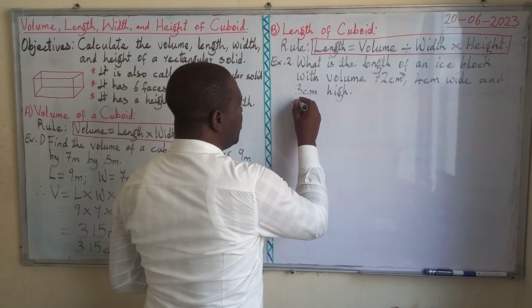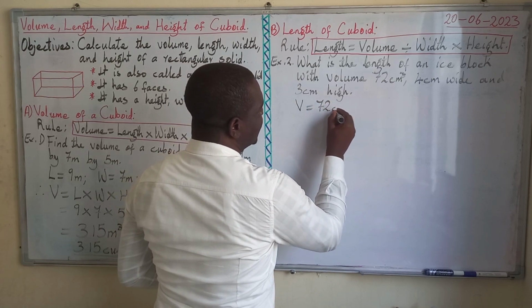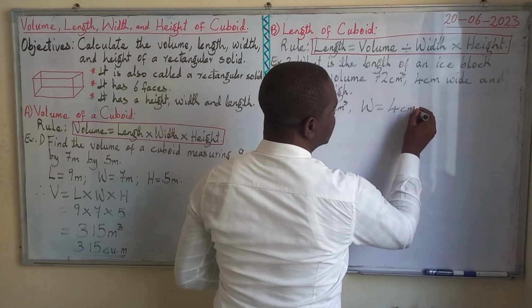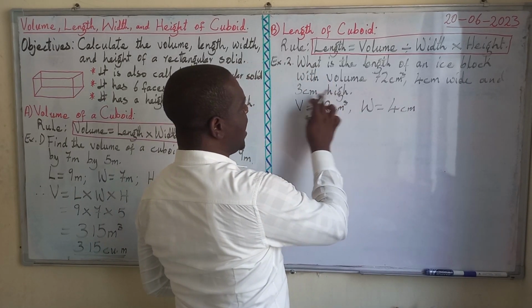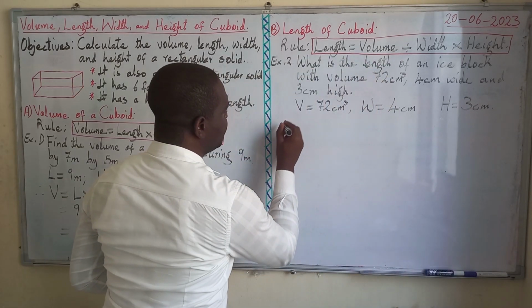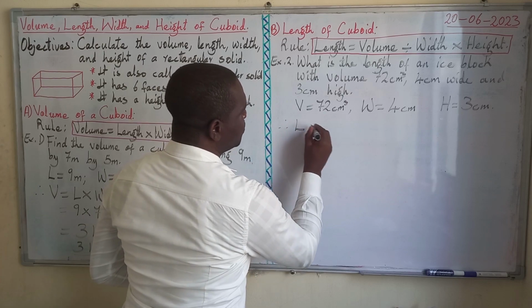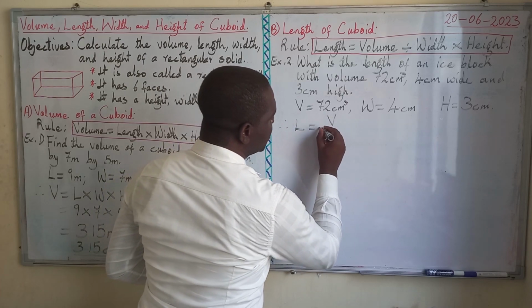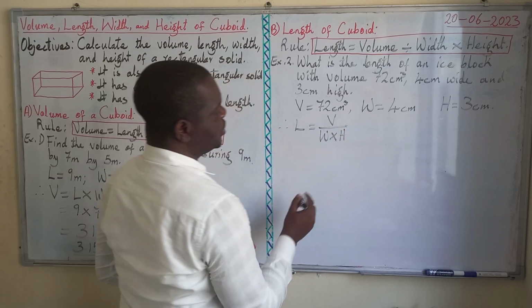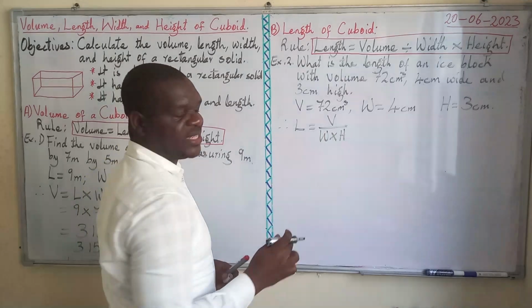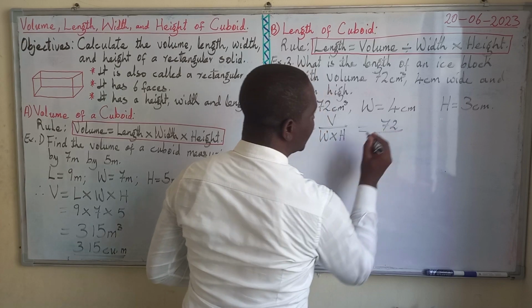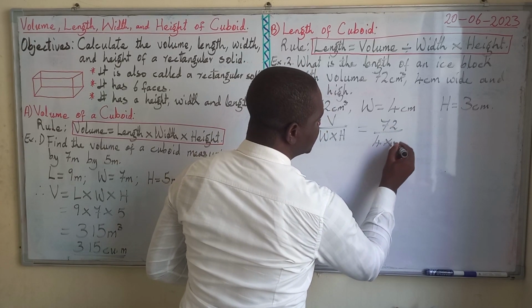What is the volume? It is 72 centimeters cube. We have the width, 4 centimeters, and the last aspect is the height, equal to 3 centimeters. Therefore, length L will be equal to volume V divided by W times H, W for width and H for height. We substitute. This will be equal to 72 divided by 4 times 3.